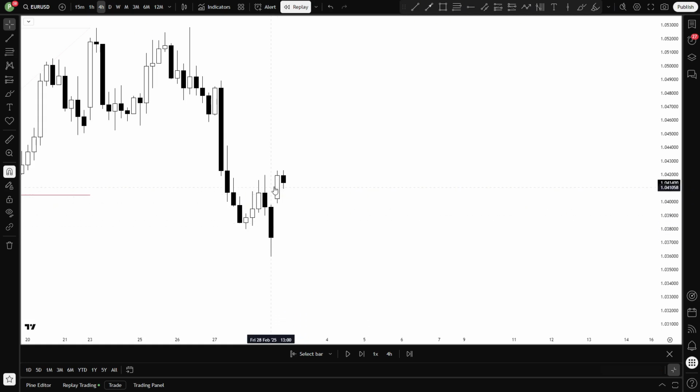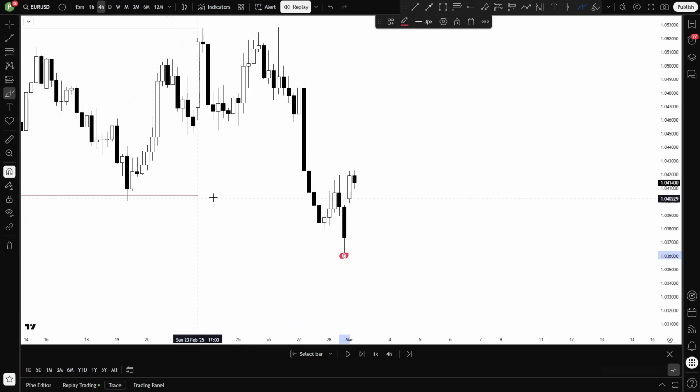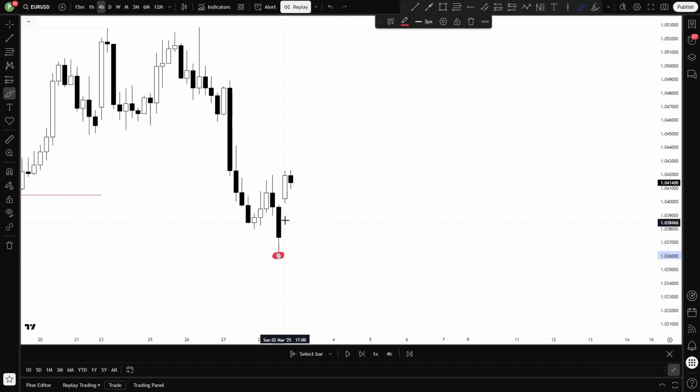We had a change in the state of delivery after testing the discount key level. We tested the discount key level, the daily discount key level in the form of the order block right here. We reached the discount region of the macro dealing range. And after that we had a structure shift and a change in the state of delivery.